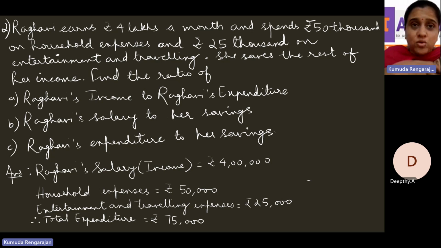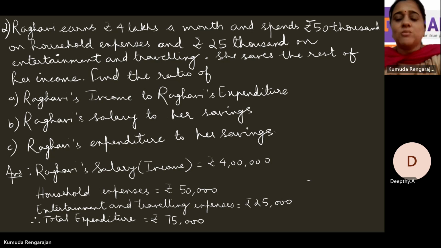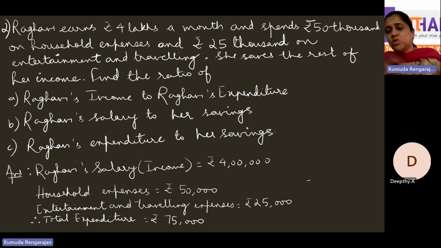That's the total expenditure. That money is going out from her purse. How much money does she have in her bank account now? 4 lakhs. How much has she spent? 75,000. So whatever remains with her is her savings for that month. So her income is 4 lakhs. Her total expenditure is 75,000. So she's a very smart girl. She's saving a lot of money every month. Okay, so what is her savings then? Raghavi's savings.